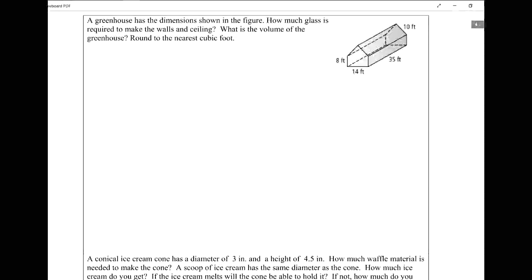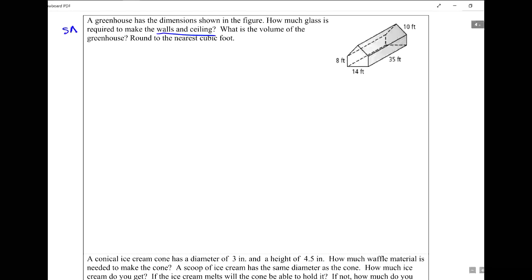Let's look at some word problems here. I see composite figures, compositions, compound figures. We have a greenhouse that has the given dimensions. How much glass is required to make the walls and ceiling? That's going to be a surface area problem. And what's the volume? How much air is in the greenhouse? So that's just a volume problem.